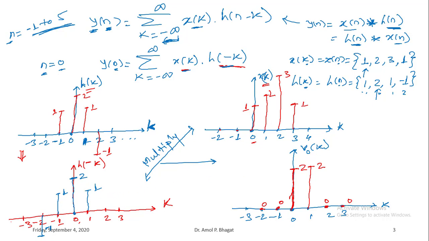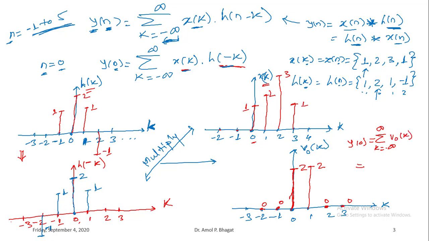Okay, so that is the product sequence comprising two non-zero samples at k is equal to 0 and k is equal to 1, and at both places the value is 2 and 2, right? So after multiplication you have to sum these values. For k is equal to -infinity to infinity, you have to sum these values, that is the product sequence. That means y of 0 will be summation of k is equal to -infinity to infinity x of k into h of minus k, represented as v0 of k.